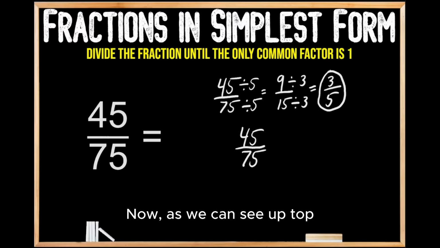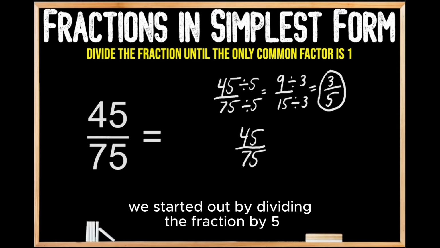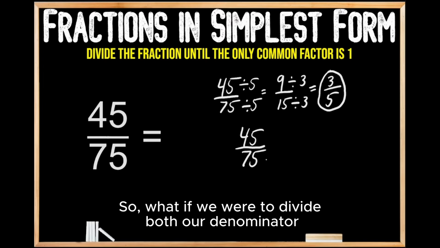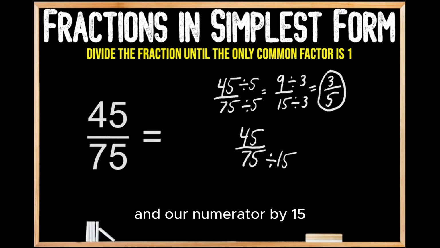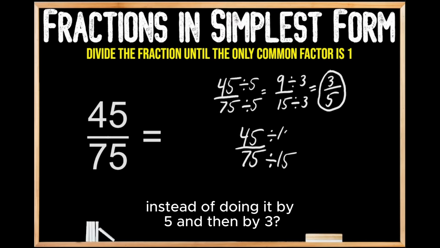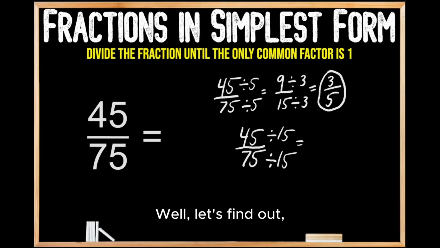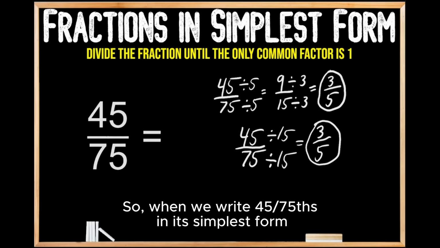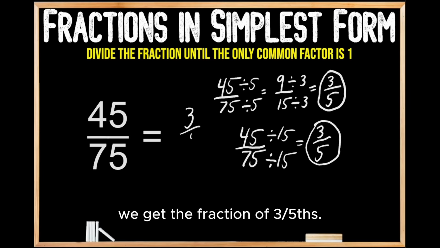45/75. Now, as we can see up top, we started out by dividing the fraction by 5, and then we divided that fraction once again by 3. So what if we were to divide both our denominator and our numerator by 15 instead of doing it by 5 and then by 3? Well, let's find out. So for a denominator, when we divide 75 by 15, we're left with 5. And then for our numerator, when we divide 45 by 15, we're left with 3. For the same fraction of 3/5. So when we write 45/75 in its simplest form, we get the fraction of 3/5.